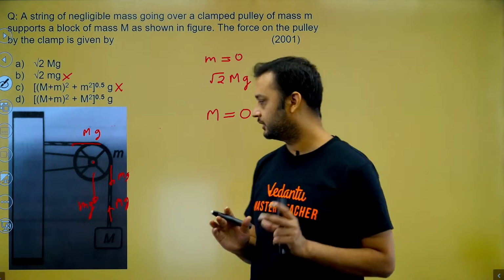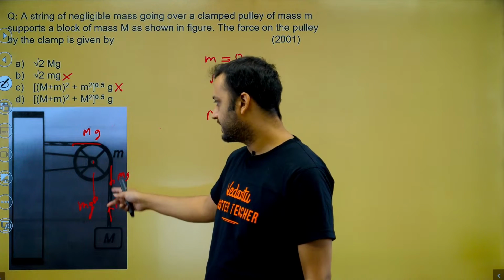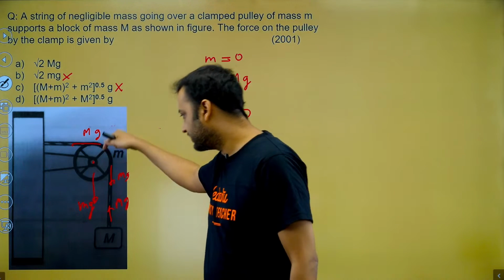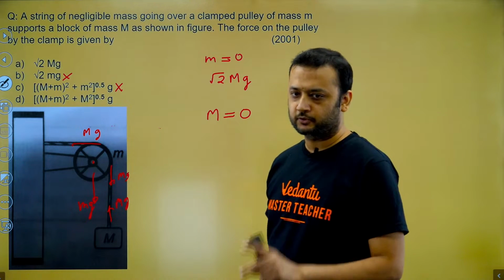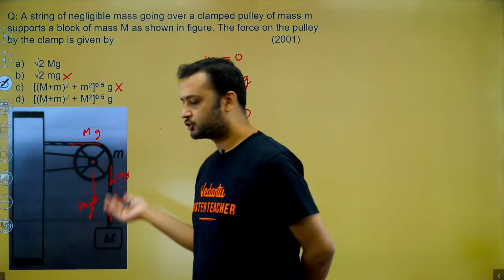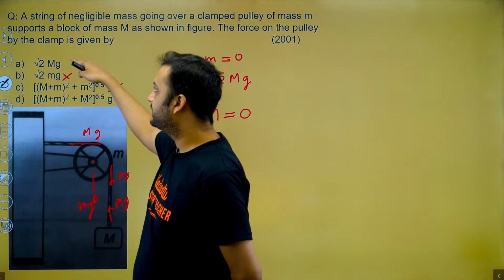I hope you understood the logic. If there is no capital M, that means the string has become slack. That means the pulley will have a force of small mg. So in that case, the clamp will apply an equal and opposite force. So we can say that the answer should become small mg if capital M is 0. So you can see in this option it does not happen.